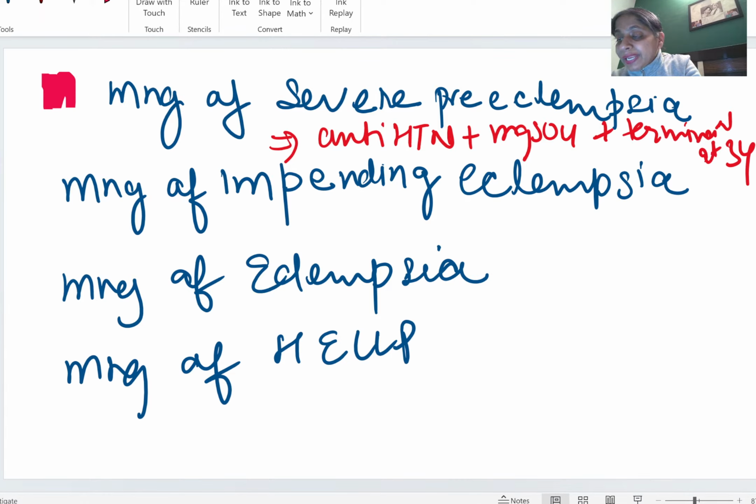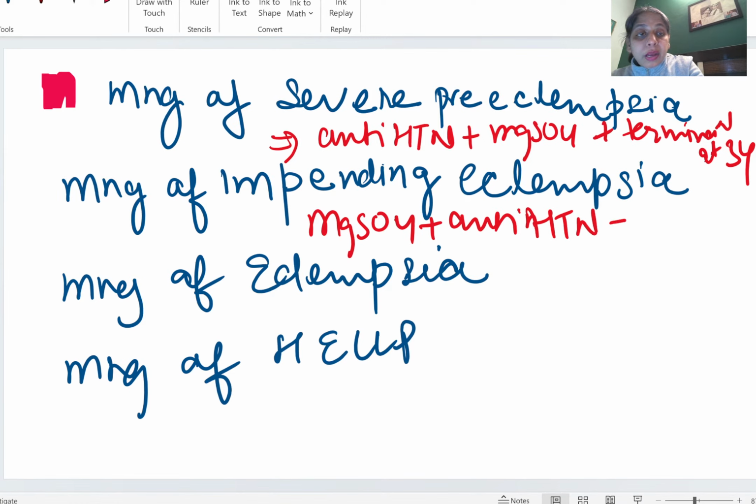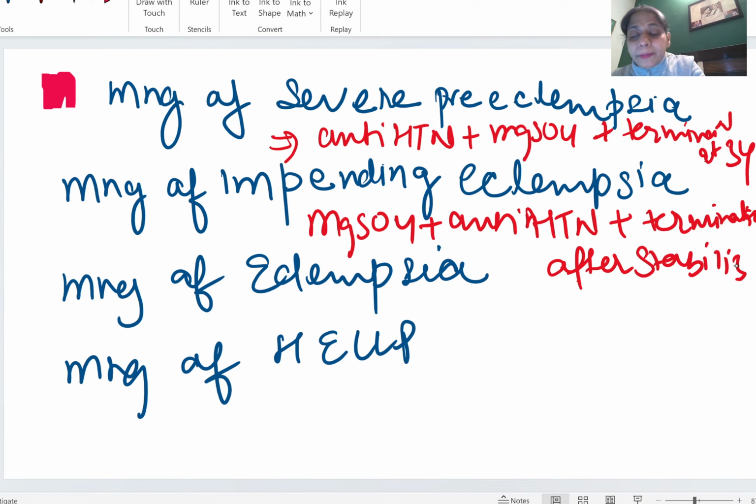Management of impending eclampsia is mag sulfate plus antihypertensive, termination not at 34, termination after stabilization. Termination after stabilization.